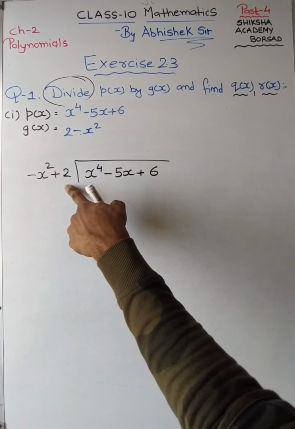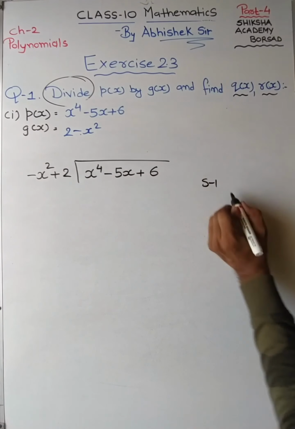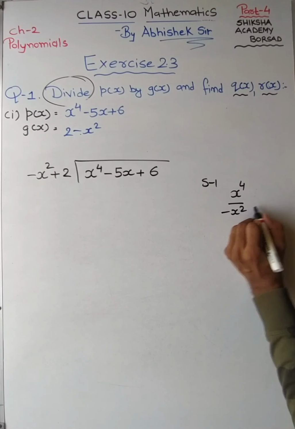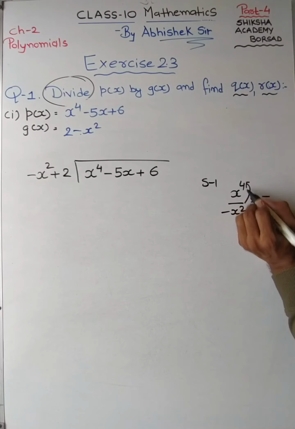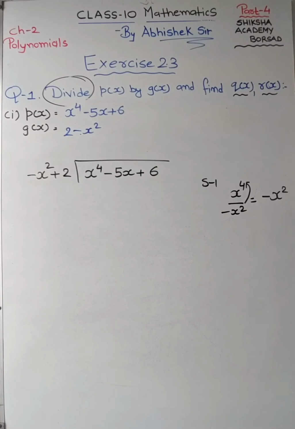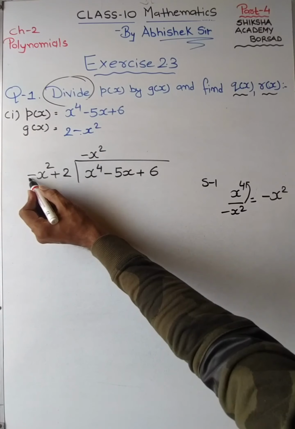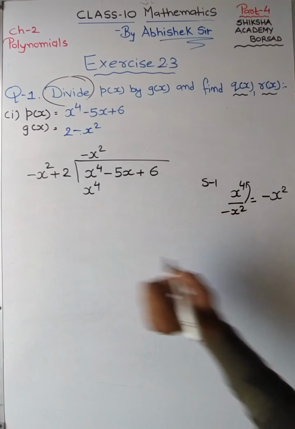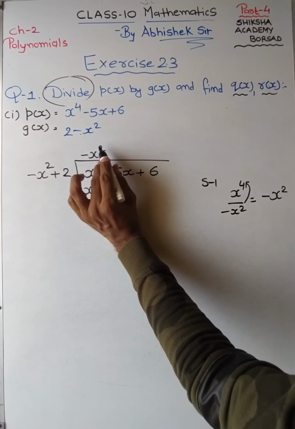Rearranging. Alright. Starting with step 1. x raised to 4 upon minus x square. So minus will come out upside and 4 minus 2 will be square, x square. So putting minus x square over here, multiply. Minus into minus plus, x square into x square is x raised to 4. Next term, plus 2 into minus x square.